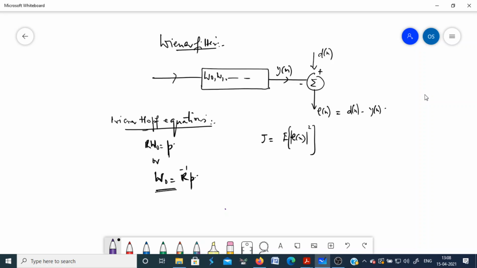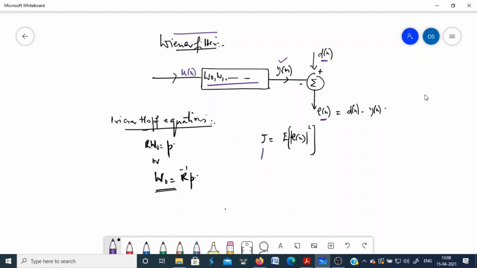Okay, we have discussed this Wiener filter so far. We've seen that if you apply some input sequence to a linear discrete-time filter with some filter coefficients W0, W1 and so on, this filter generates the output sequence Yn, and then you have the desired response Dn. You find the difference between the two, you get the error sequence En. And the objective was to minimize this error in the mean square sense.